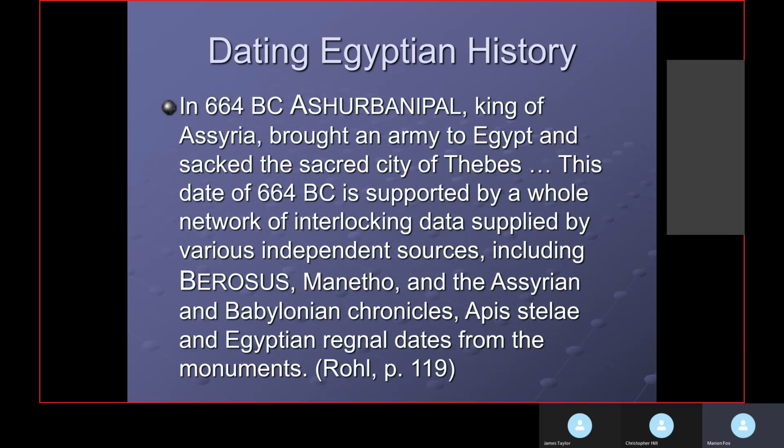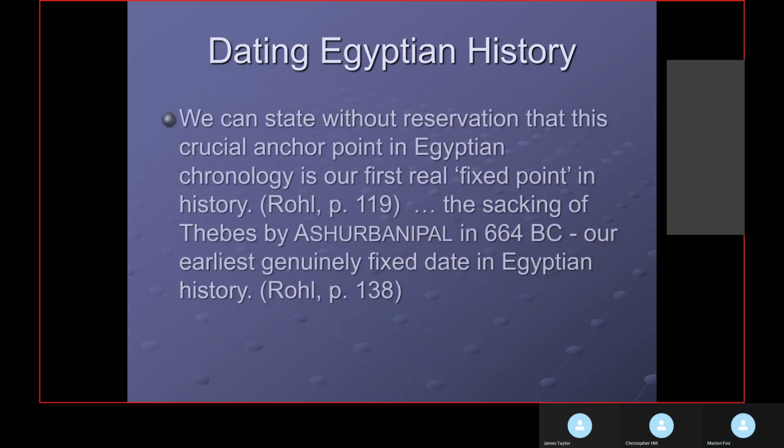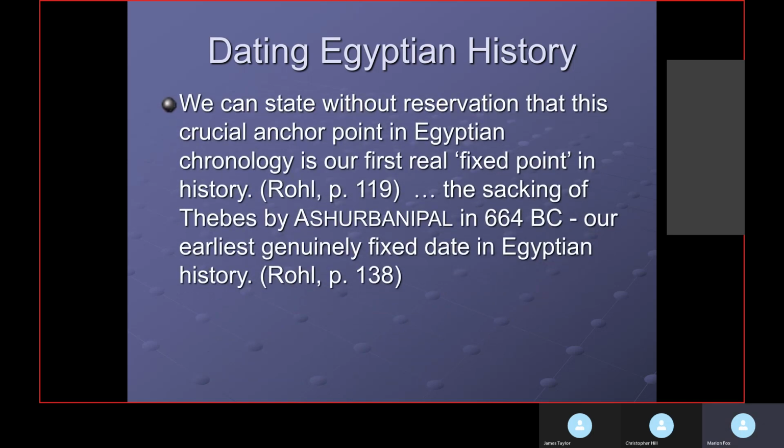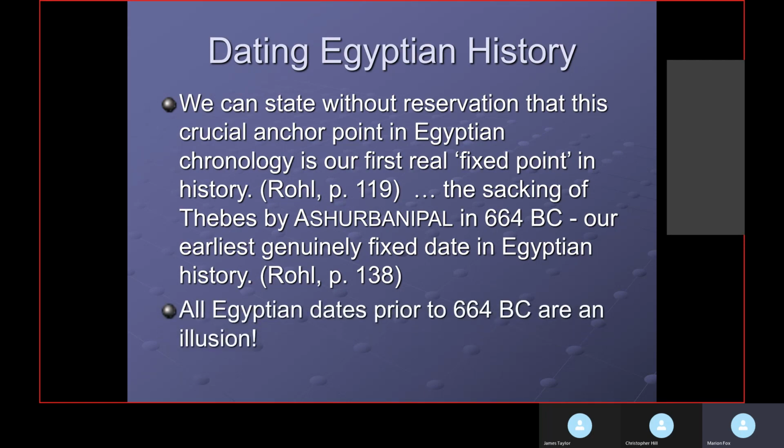I want you to notice what Rohl says. "We can state without reservation that this crucial anchor point in Egyptian chronology is our first real fixed point in history. The sacking of Thebes by Ashurbanipal in 664 BC, our earliest genuinely fixed dated Egyptian history." It's the earliest that they can go, that they fixed it and was certain. "All Egyptian dates prior to 660 BC are an illusion."